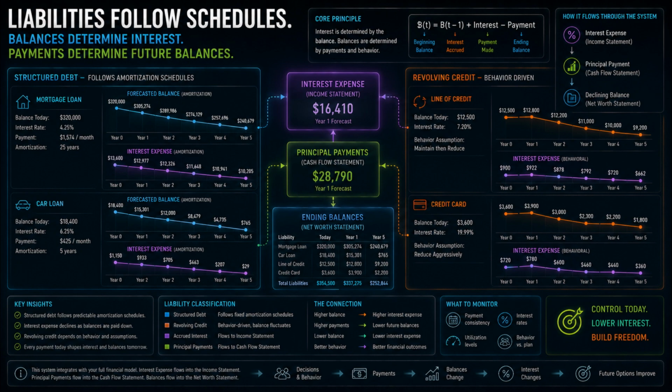Revolving credit behaves differently. Credit cards and lines of credit require behavioral assumptions. For example, maintaining balances, increasing balances, or aggressively reducing balances. And those assumptions determine future interest expense and future liability balances.